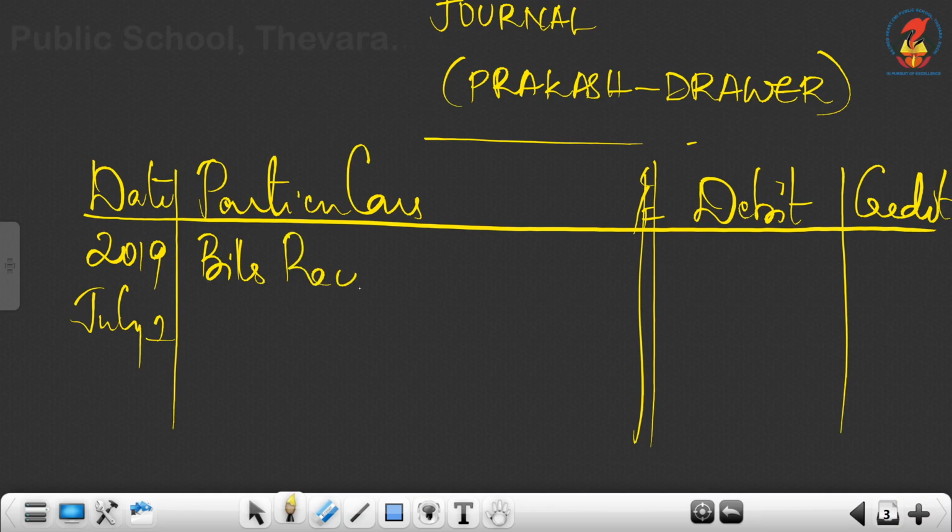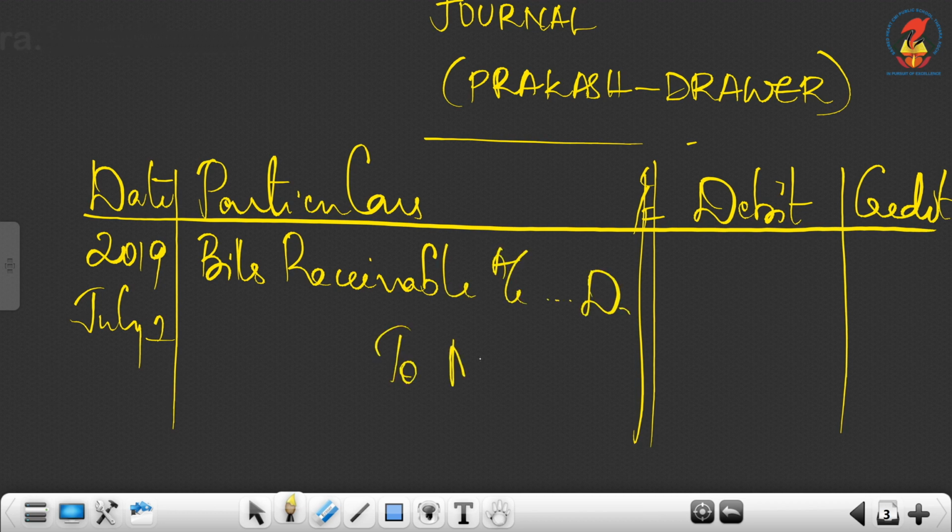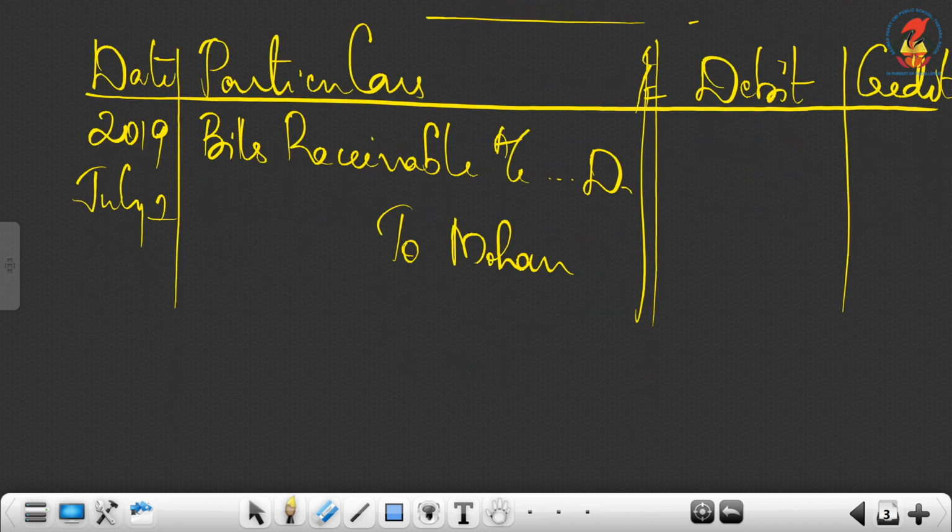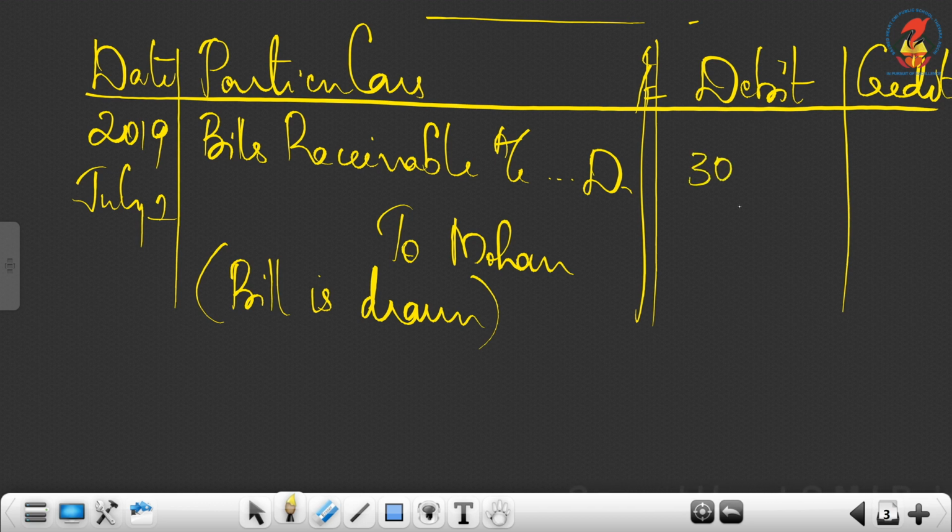We are getting the bill. So it is bills receivable account debit, to Mohan. You can write narration: bill is drawn. Amount is 30,000.